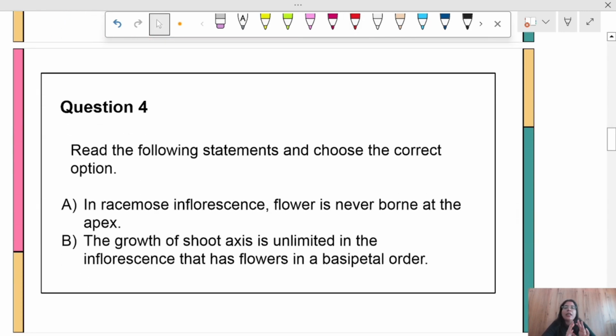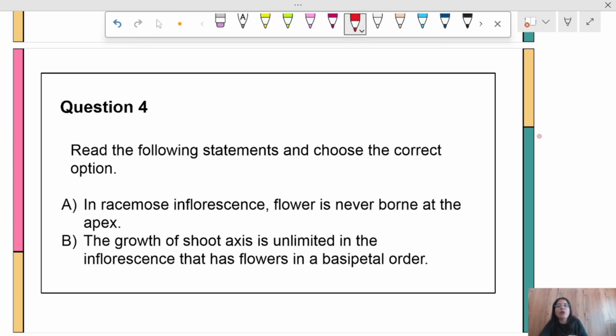Okay. Now, here two statements are given to you. You have to choose whether both the statements are correct, or one is correct and the other is wrong, like that. Okay. So read the following statements and choose the correct option. In the racemose inflorescence, flower is never born at the apex. Okay, is this true or not?